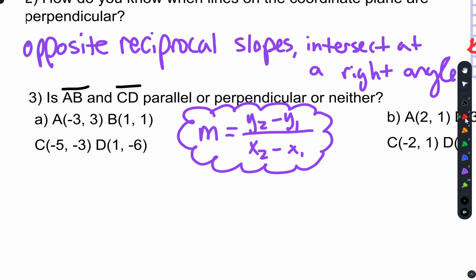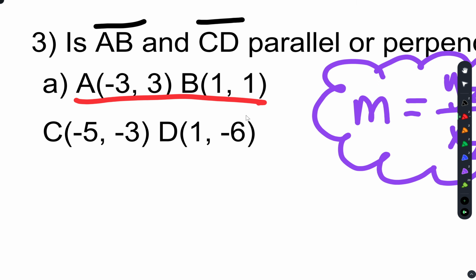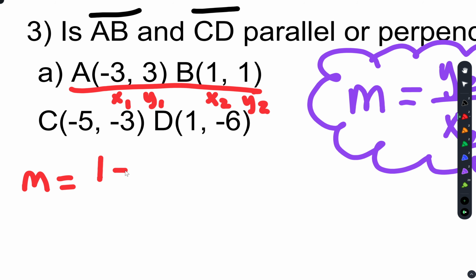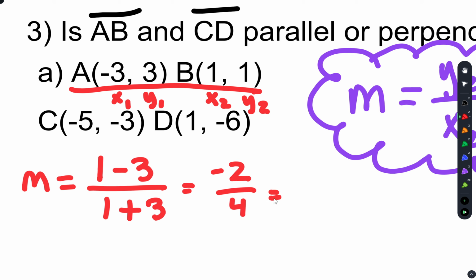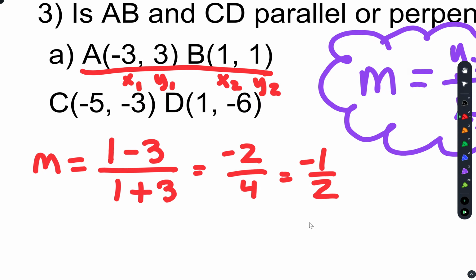Okay, so let's do this example. In letter A, I'm figuring out whether AB and CD are parallel, perpendicular, or neither. I'm going to label mine because I'm nitpicky. I'm going to label this as x1, y1, x2, y2. I find this helps me not get confused when I'm putting my points into my equation. The slope of this first line is y2 minus y1 over x2 minus x1, which is a negative number already, so it's really like plus 3. I simplify to get my first slope is negative 1/2.